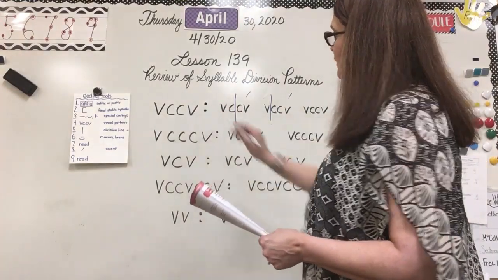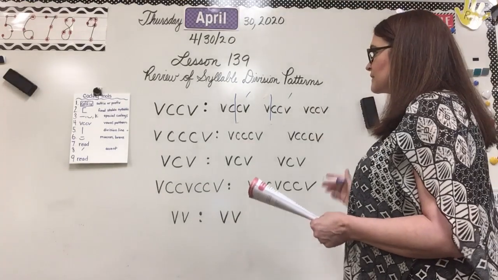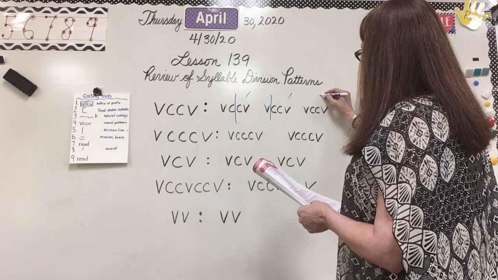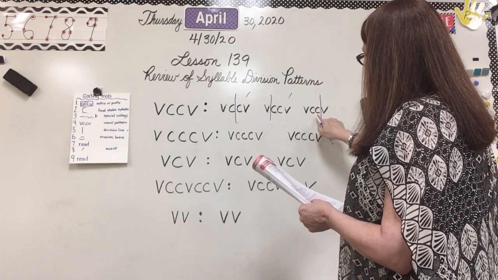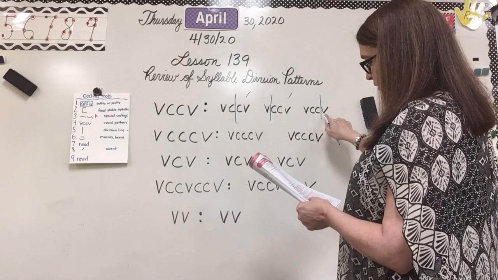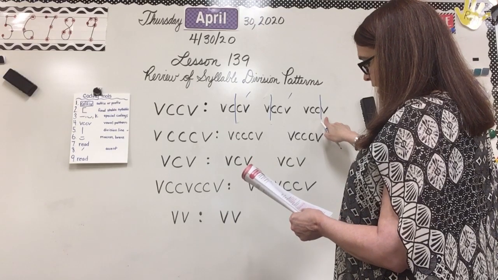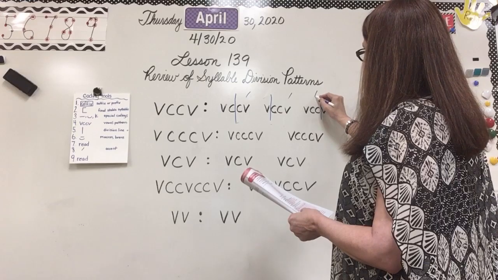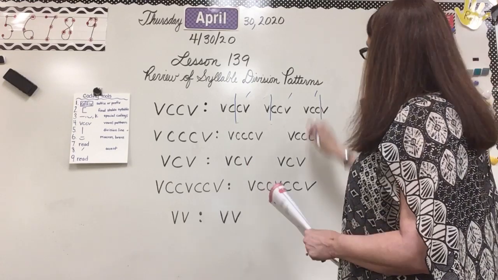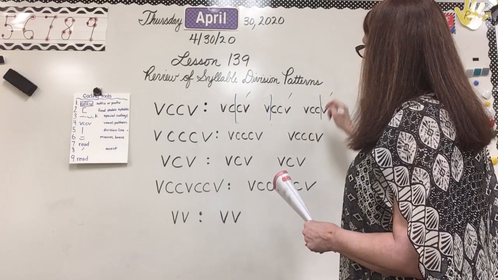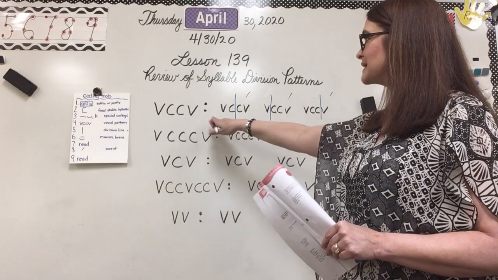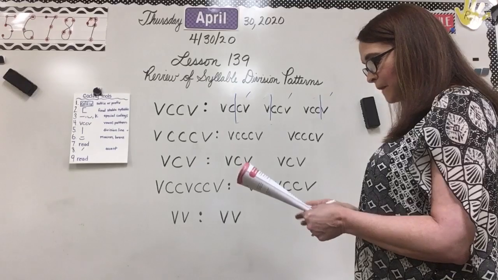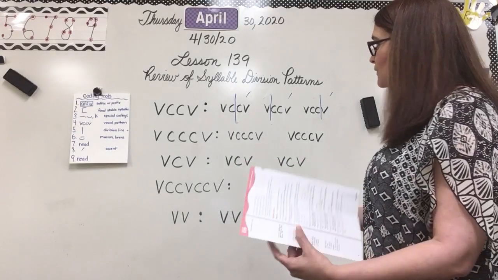And then the final way that you will see a word with a VCCV pattern coded is you may divide it after the two consonants with just your vowel here. Again, you could have your accent mark on the first syllable, or it could be on the second syllable. So there are 6 different ways that a word with a VCCV pattern can be coded.